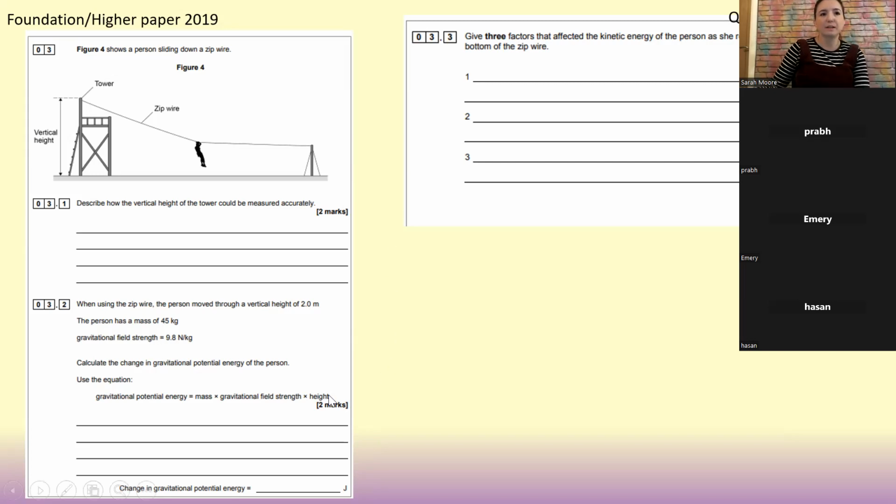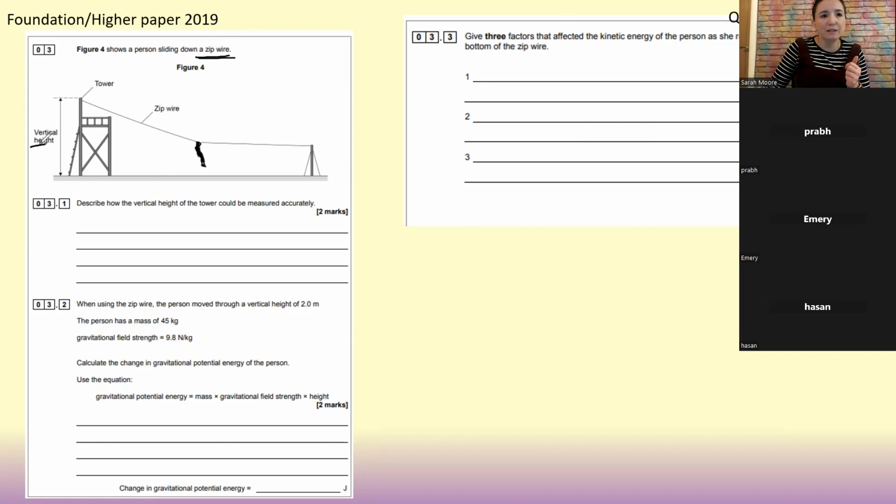Yeah, I can. Okay. So here we have a person sliding down a zip wire. Please don't get bogged down in the context of the exam question. You might see this and think, oh my goodness, I know nothing about zip wires and people going down zip wires. I can't do this question. I'm just going to turn over and move on to the next one. Don't worry. The zip wire is just the context. The science behind it is what is important, and you will have been taught the science behind it.